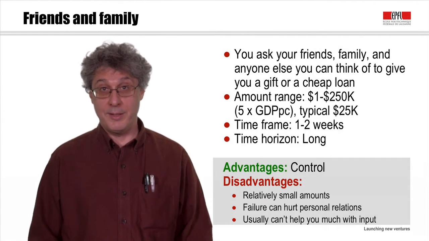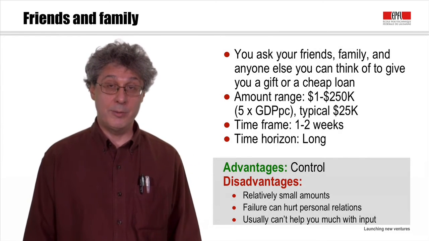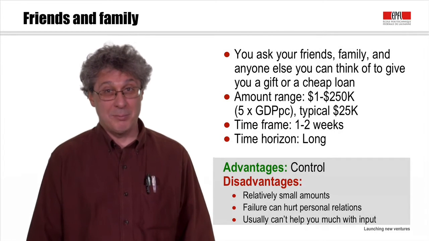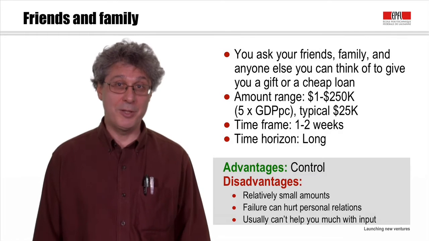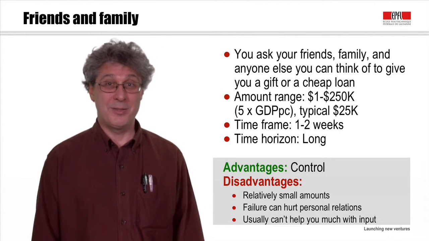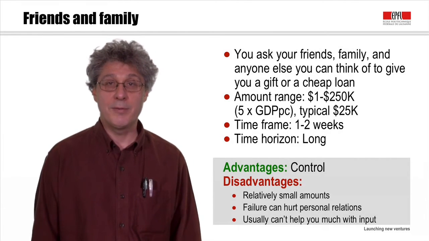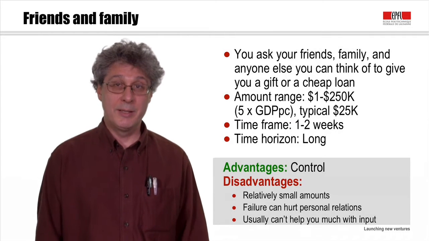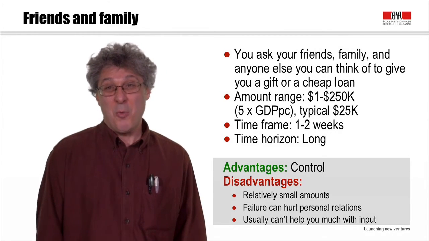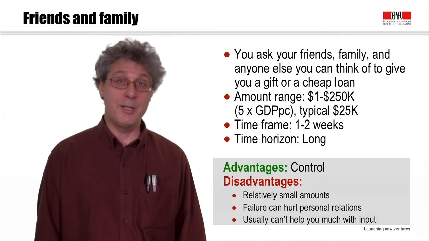So this is the most typical source of financing for a new company. This is possibly the easiest, depending on your relations with your relatives. The amount that you can raise is up to $250,000 or 5 times GDP per capita, depending on the economy. And a typical amount would be, say, $25,000 or 1/2 per capita GDP.